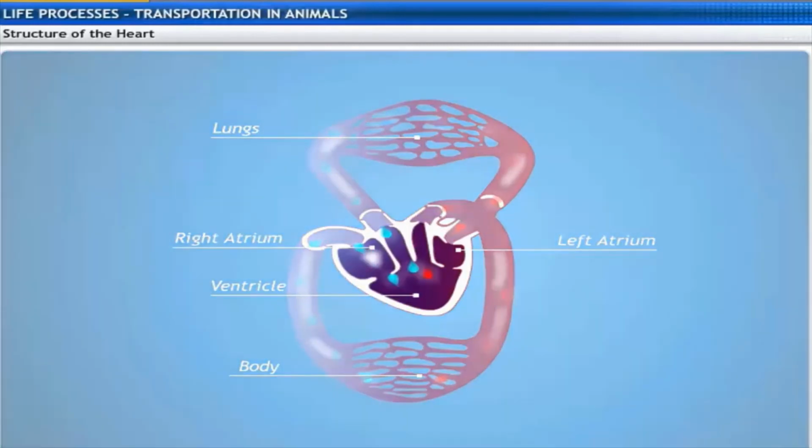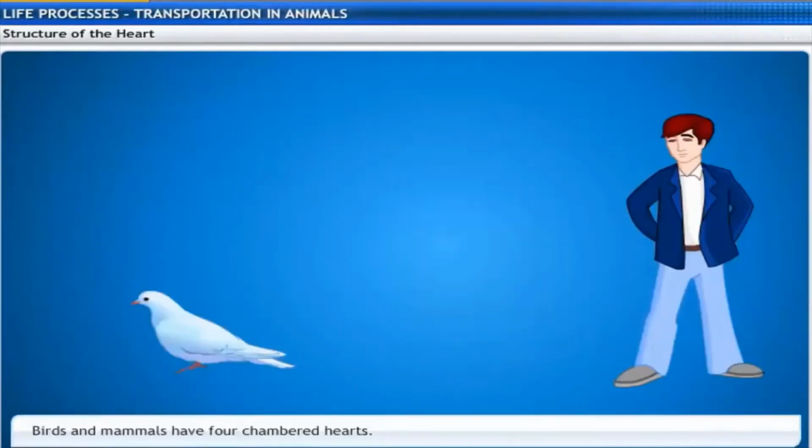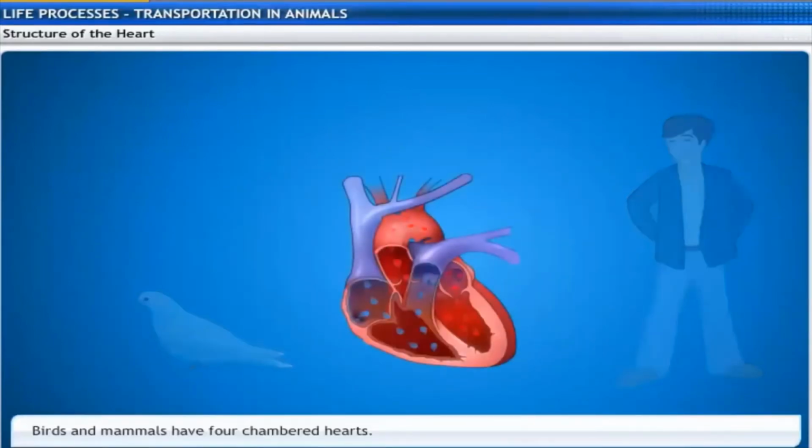The disadvantage of a three-chambered heart is that oxygenated blood mixes with deoxygenated blood as there is no mechanism to keep them separated. Although fish have a two-chambered heart, most of the oxygen required by the body is extracted by the gills. All birds and mammals have four-chambered hearts that contain two atria and two ventricles.